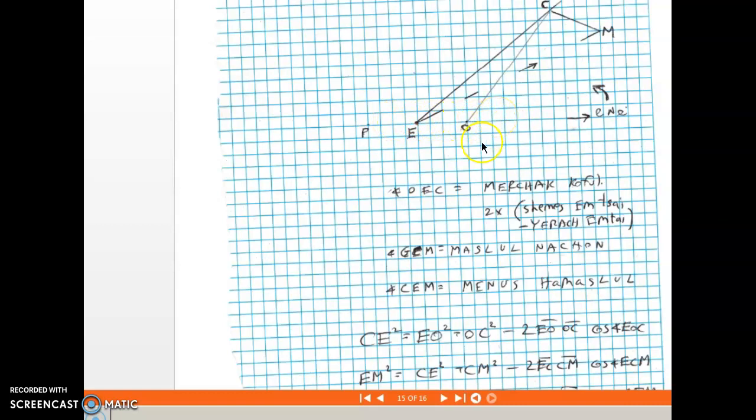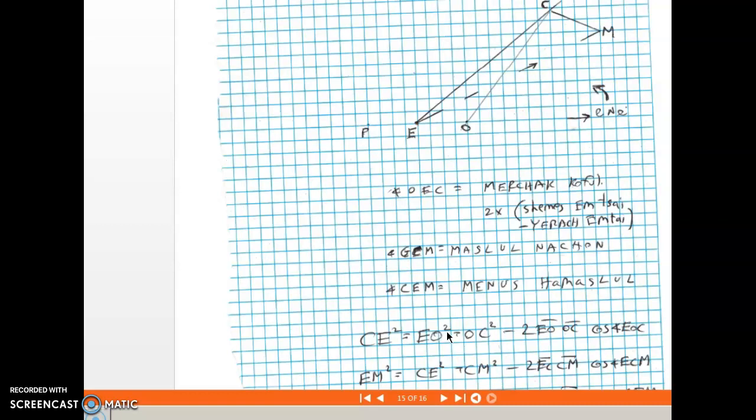So the way to do it is like this. Our goal is to find this angle here, CEM. So first we do CE squared is equal to EO squared plus OC squared minus 2 EO OC cosine EOC. That is solving this triangle here, COE, this triangle. And this gives us CE squared. We know how long CE is. We know what EO is.